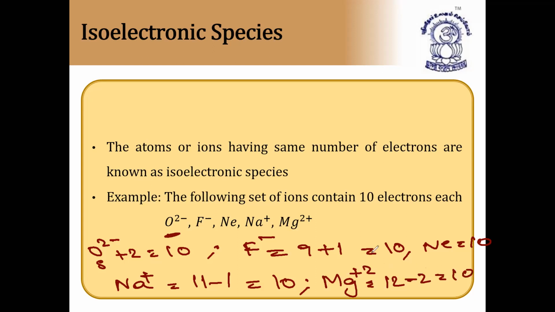So all these are species, not elements. All these species have the same number of electrons. That's why they are called isoelectronic species. What are isoelectronic species? The atoms or ions having the same number of electrons are known as isoelectronic species. I hope this is clear. Next.